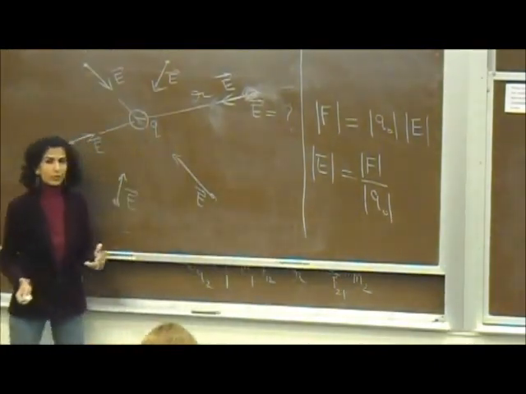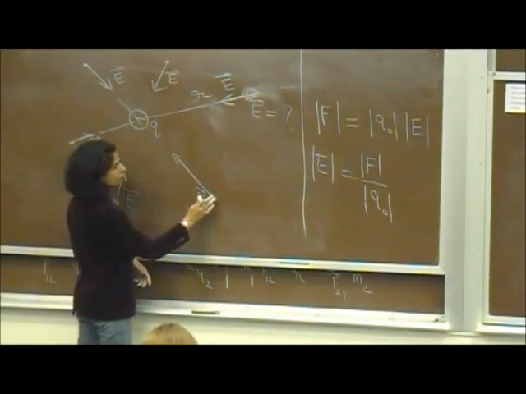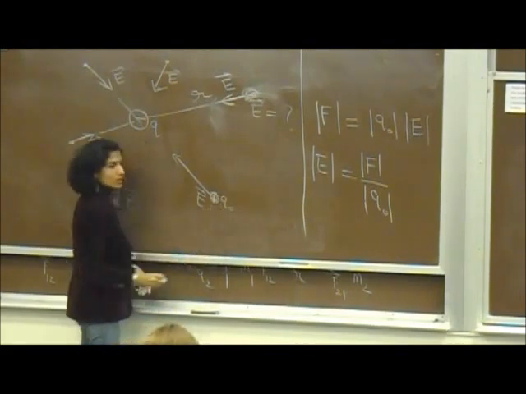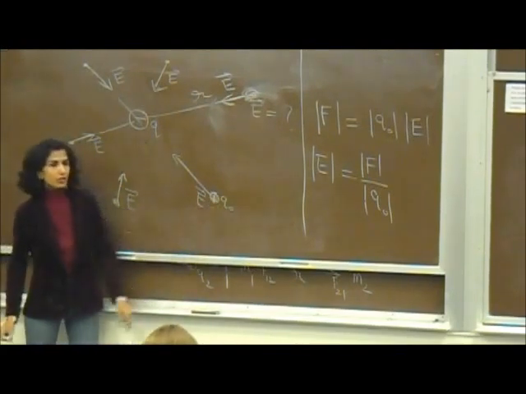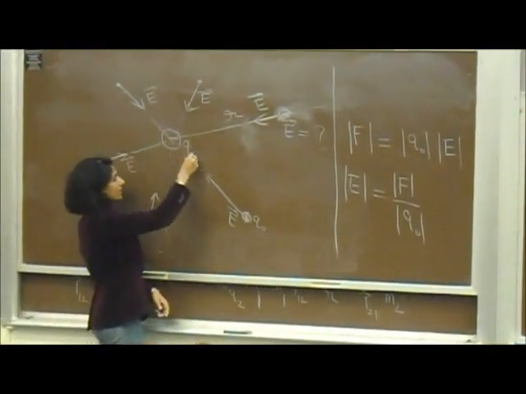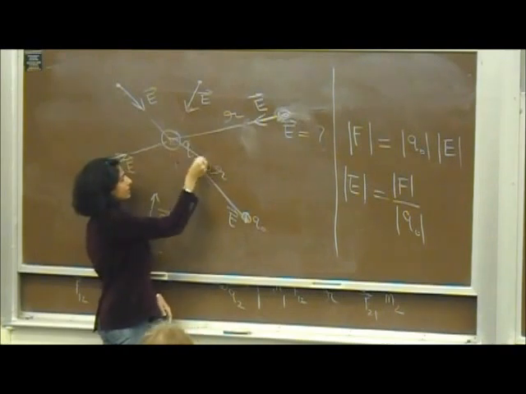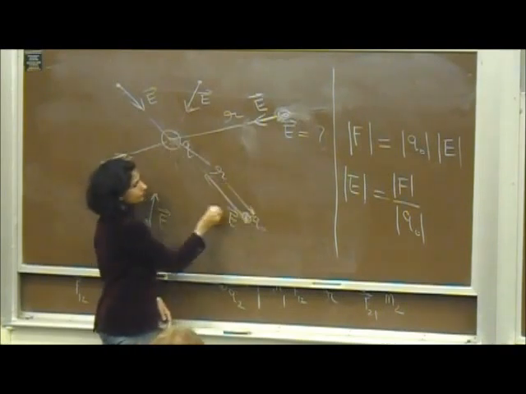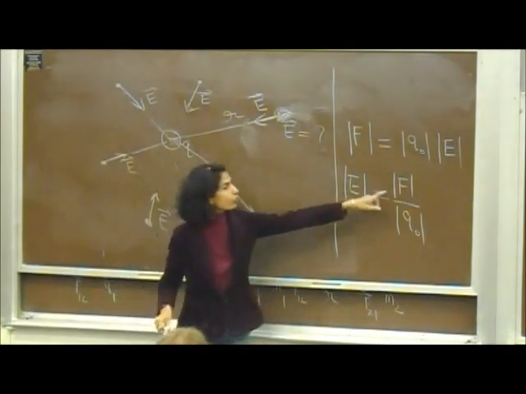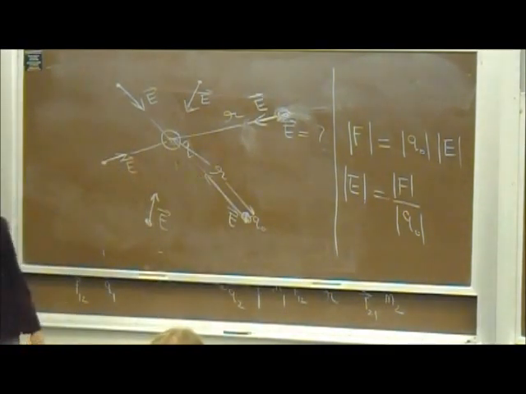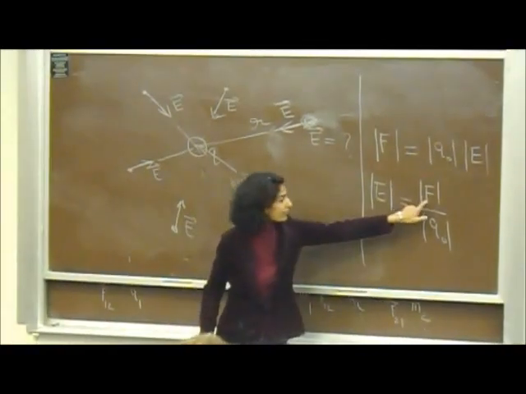Let's think about it one more time. Suppose I wanted to find the field at this location. I brought some test charge, let's say positive, which is plus Q0. And let's say the distance between these two is R. What would be the magnitude of the Coulomb force? Somebody from the last row. What is this force F?